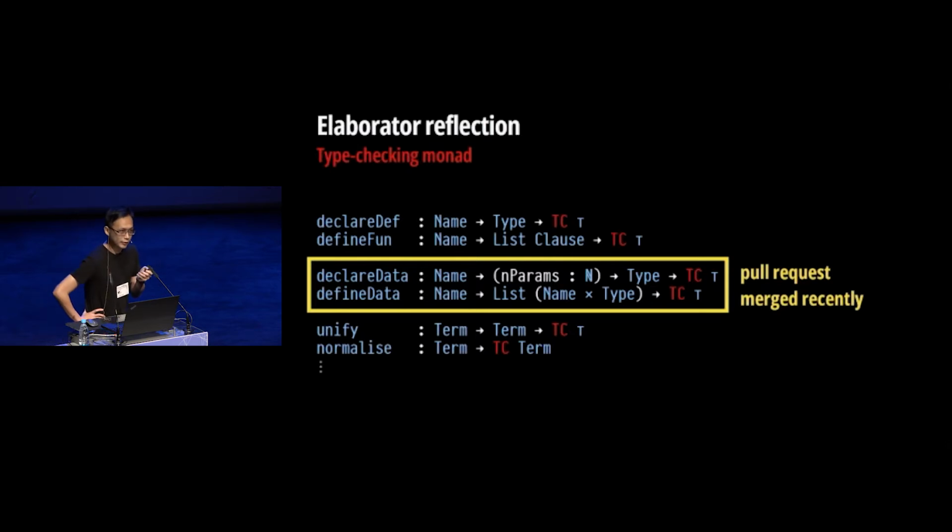And what's special about Elaborator reflection is that it provides some very powerful primitives that expose some of the functionalities of the Elaborator. So for example, here we have unify. It unifies two terms and also solves some meta variables appearing in those terms. And we also have this normalize primitive that normalizes a term. This turns out to be very useful, and we will see later.